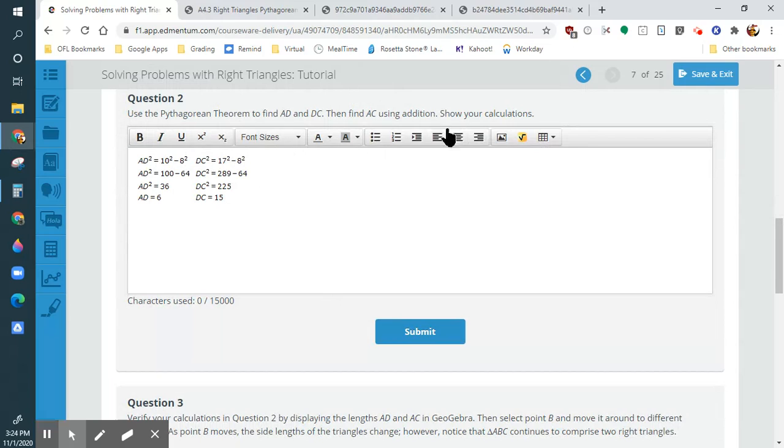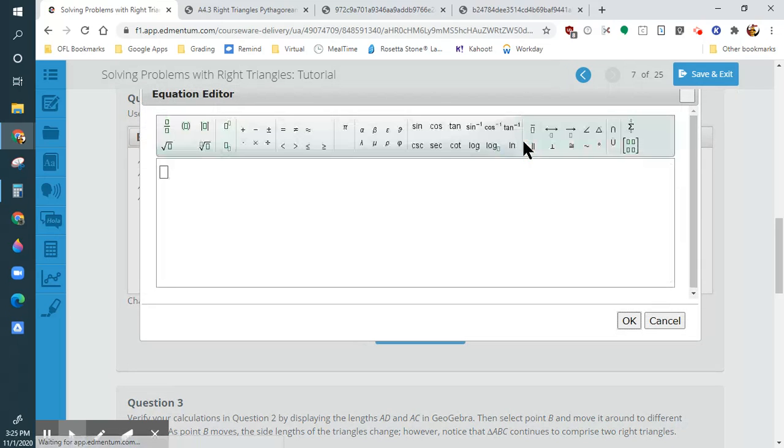Show your calculations. So you have to show this in order to get full credit. So that's what I did here. Then find AC by addition. So AC, we use the equation editor.